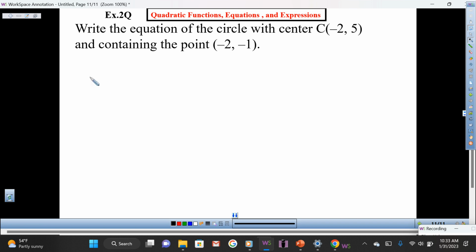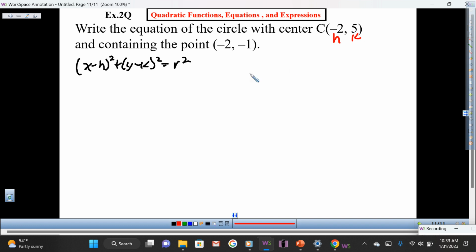So you already started. Let's see how you did. We start off with our form, (x minus h) squared plus (y minus k) squared equals r squared. Our center, I label it h for -2, k for 5, so I substitute that right here, -2 and 5, okay. And then they don't give me a radius, so I'm going to label this one x for -2 and y for -1. -2 for x and -1 for y.